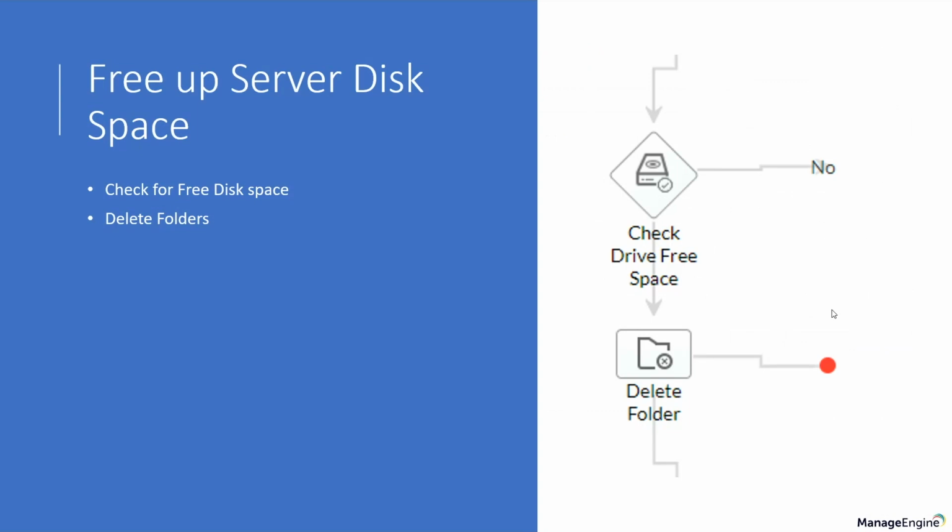And finally, let's see how you can free up the disk space on a server using OpManager workflow. So you can check for free disk space. If the free disk space is greater than a threshold value, you can just ignore it. If it is less than the threshold value, you are going to delete some folders, or you can move some folders from one drive to the other. So these are the various activities that you can automate using the workflow automation engine in OpManager.